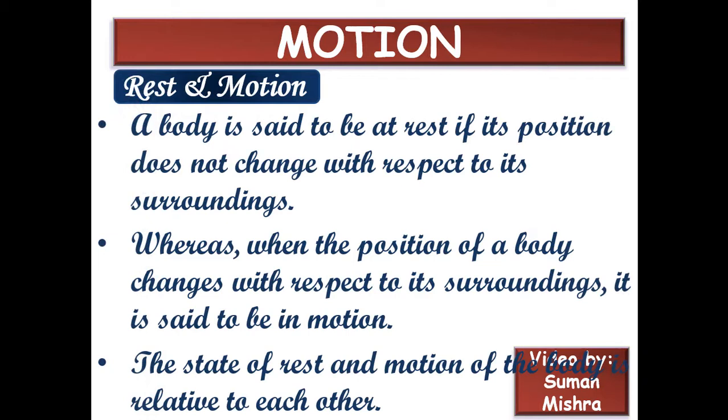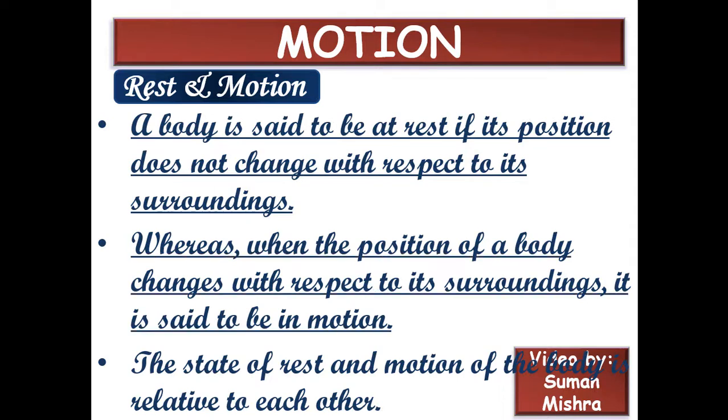Now let's see what is rest and what is motion. A body is said to be at rest if its position does not change with respect to its surrounding. If we define it only partly, saying a body is at rest if its position does not change, that will be a wrong definition. We have to explain it with respect to its surrounding. Whereas when the position of an object changes with respect to its surrounding, it is said to be in motion. The state of rest or motion of the body is relative to each other. Okay, so now in class 9th you have to specify that these two terms are relative, and also you need to specify with respect to what you are considering rest or motion.